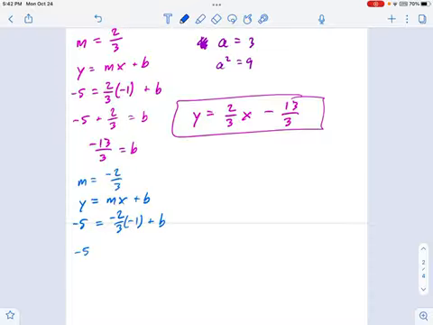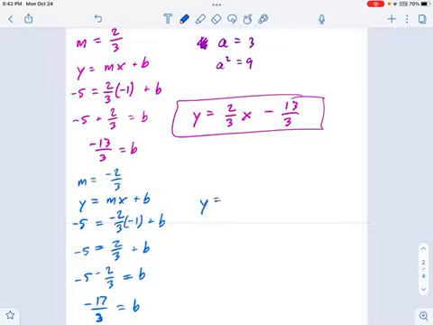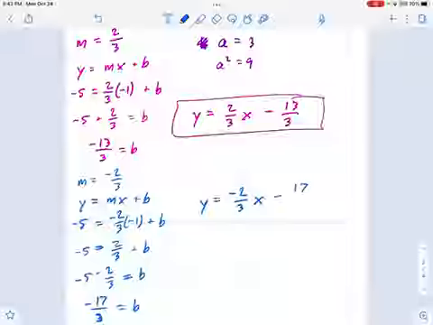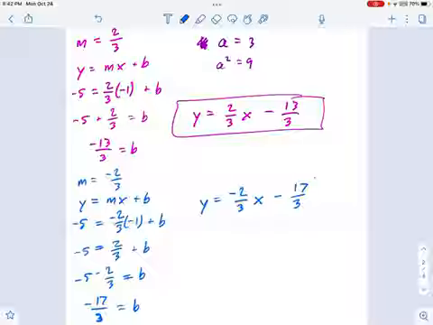So this becomes -5 equals 2/3 plus b. That means -5 minus 2/3 equals b. And what's that going to be? -17/3, I think. Double check my math there, but I think that's -17/3 equals b. So we get the following: y equals, in this case, -2/3, remember, this is the line going down, times x, minus 17/3, and that's my y-intercept.